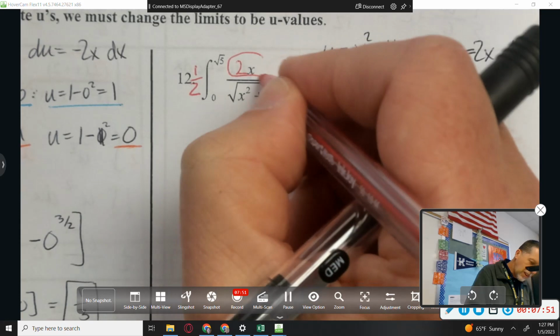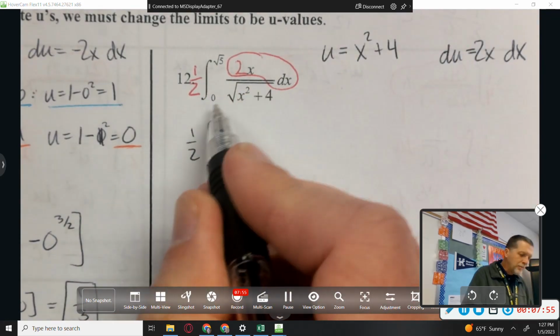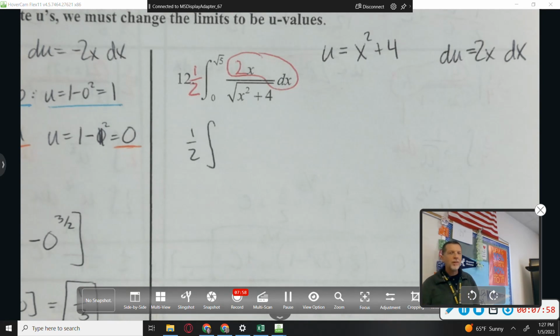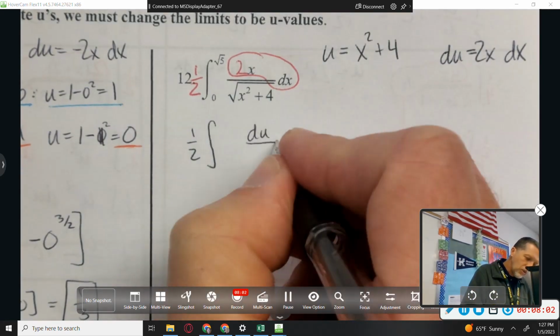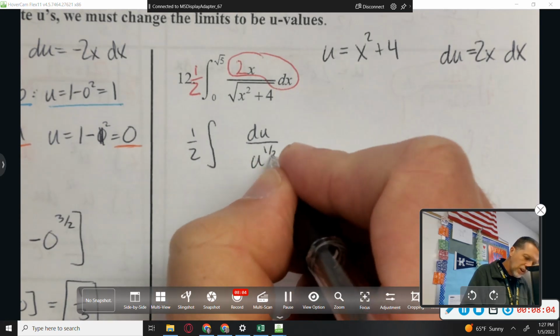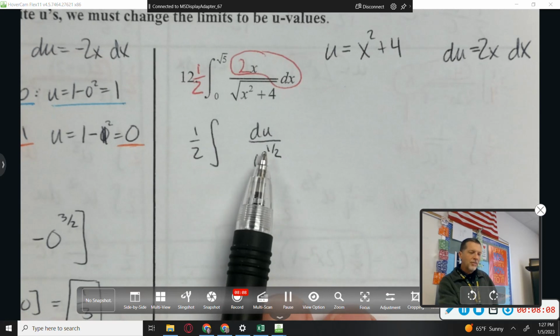So let's see. So 1/2 integral. I'm not going to write 0 to square root of 5 because I'm in the process of switching this over. Du over u to the 1/2. And now I realize I really want to write that as u to the negative 1/2, but that's okay.